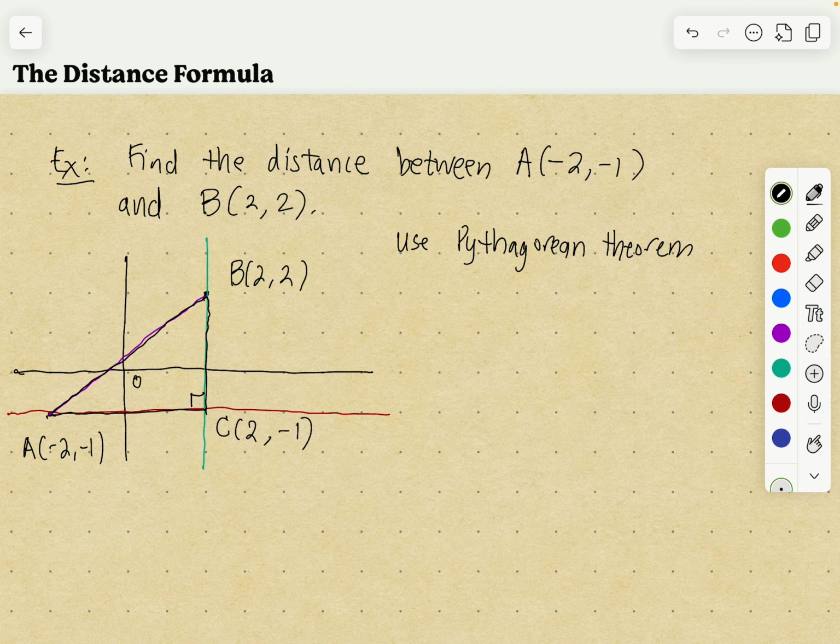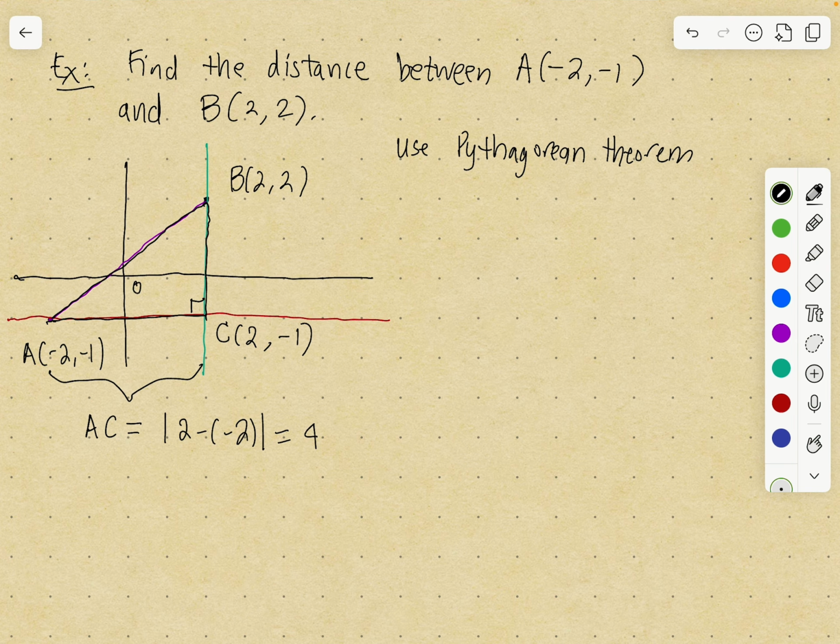So what is this horizontal distance here? That's AC. Well, I went from (-2, -1) to (2, -1). So I went to the right 4 units, right? 2 minus -2 is 4, if I take the absolute value. So I subtract the x-coordinates and then take the absolute value.